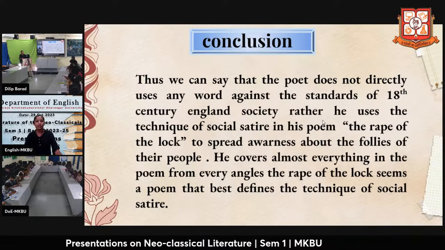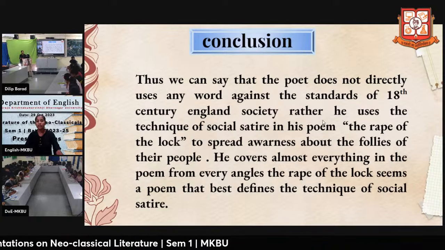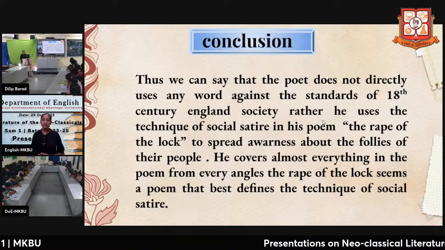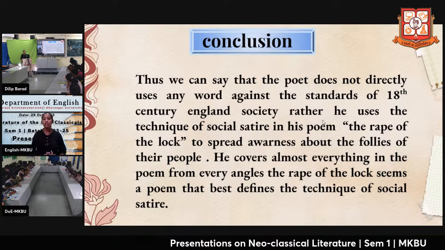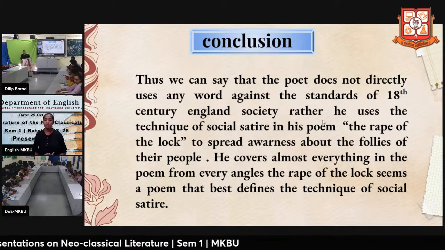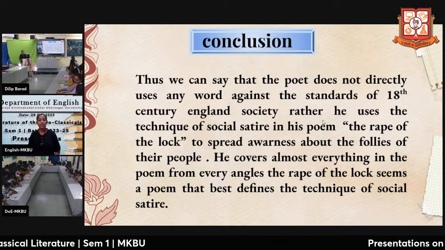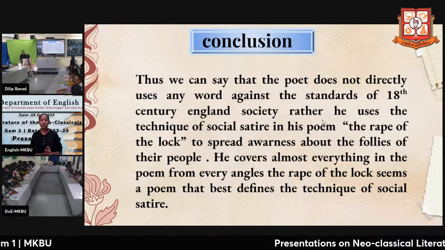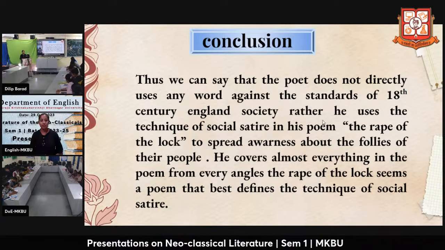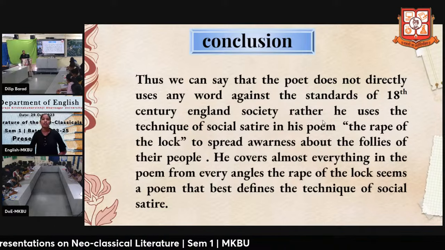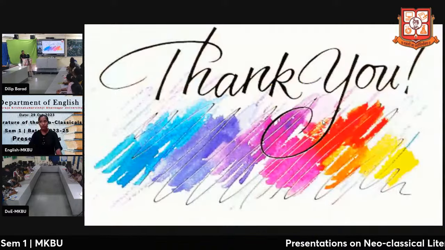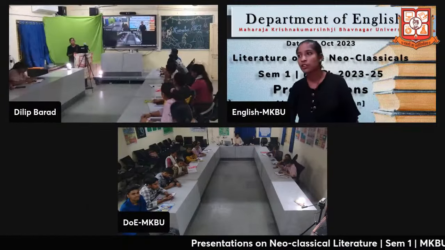Then the conclusion. Thus, we can say that the poet does not directly use any word against the standards of 18th century England society. Rather, he used the technique of social satire in his poem, The Rape of the Lock, to spread awareness about the follies of those people. He covered almost everything in the poem, from every angle. The Rape of the Lock is a poem that best defines the technique of social satire. So here is my citation. Thank you. Now I am open for questions.